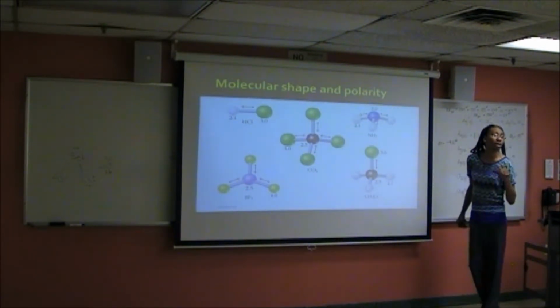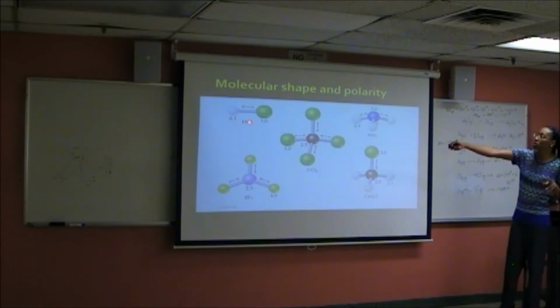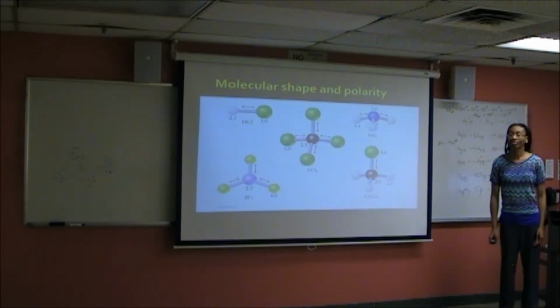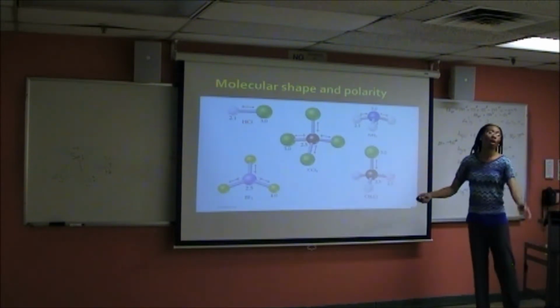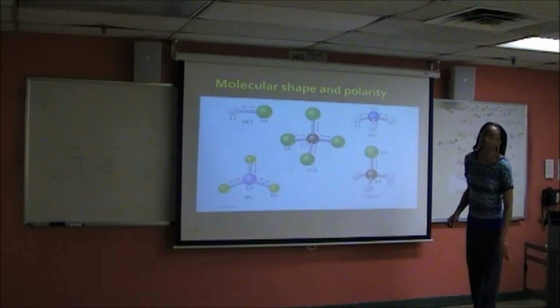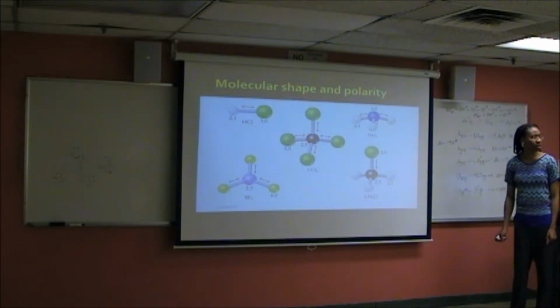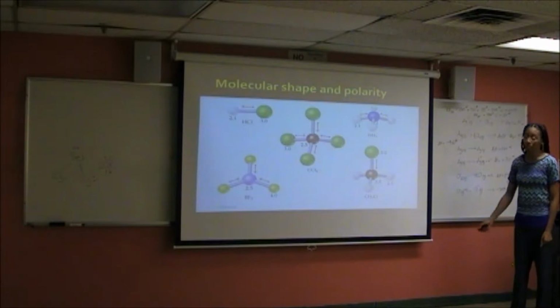We're going to tell polar and non-polar. What's the name of this? HCl. Hydrochloric acid. Polar, non-polar? What's this? Ammonia. Polar, non-polar? Polar. Are you sure? Yeah, real sure. Alright.